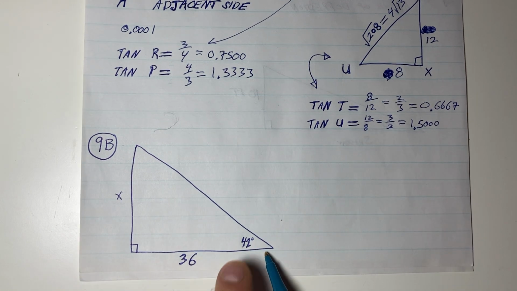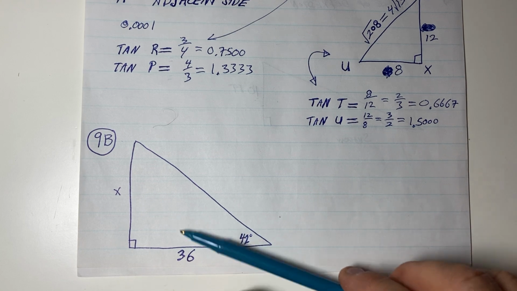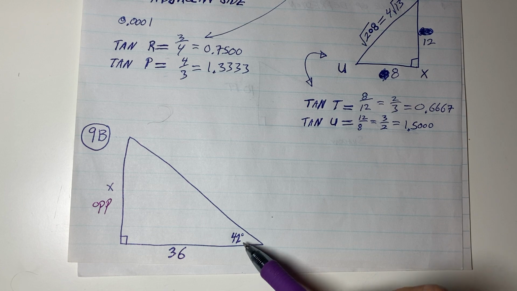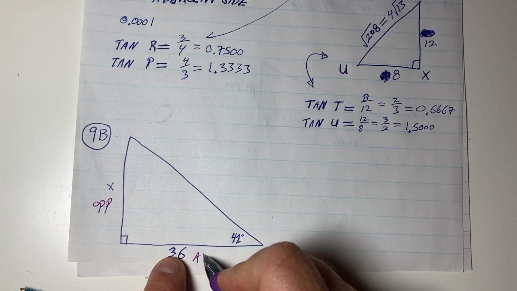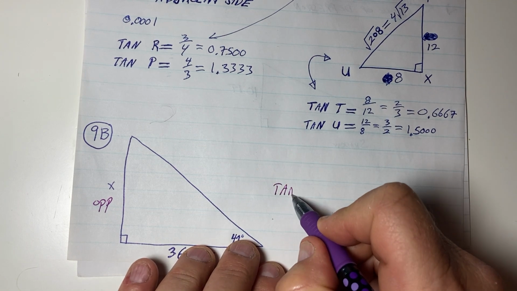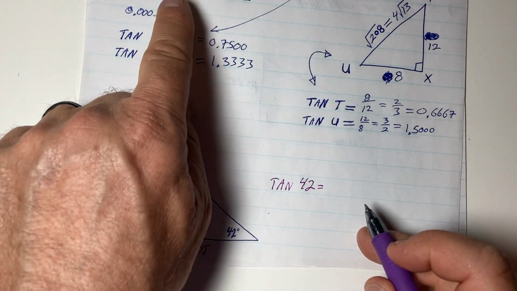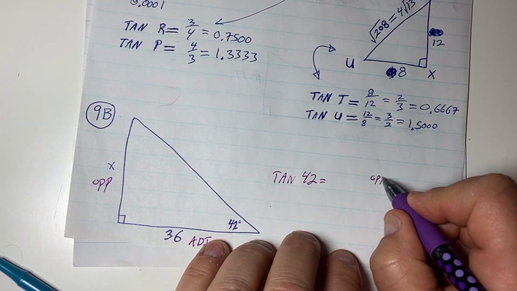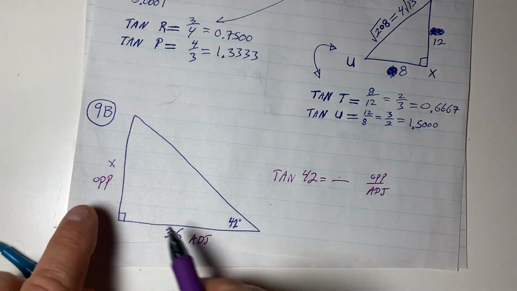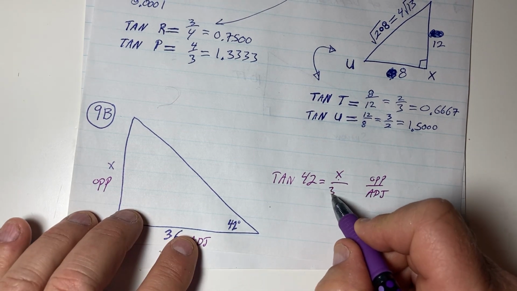Here's 42 degrees. Relative to 42 degrees, that side is the opposite side. Relative to this is the adjacent side. So tangent of that angle is going to be opposite divided by adjacent. The length of the opposite side is x. The length of the adjacent side is 36.